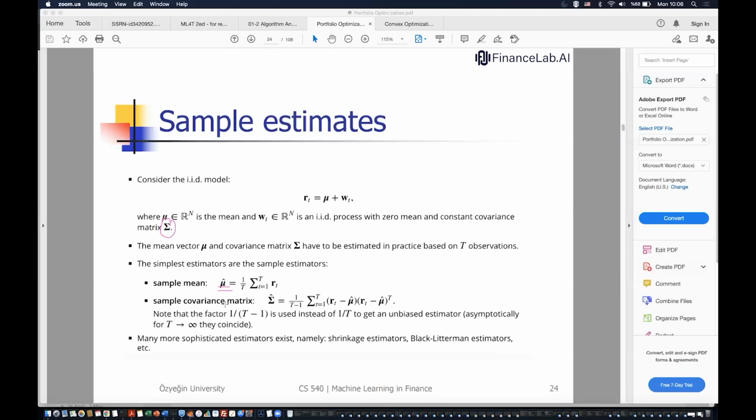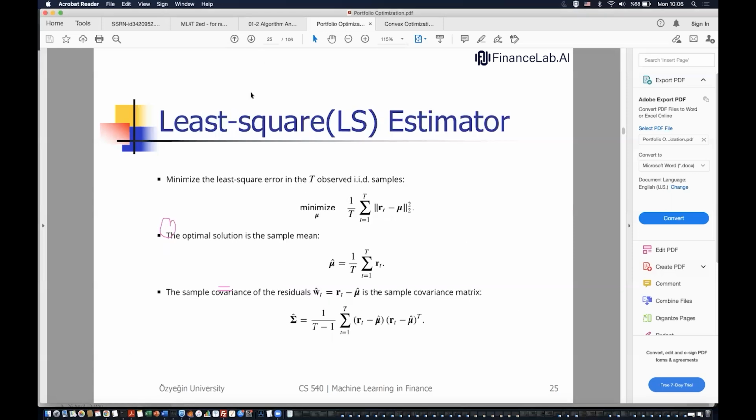And another thing is the sample covariance matrix. The covariance is the return minus the estimated mean, the sample mean, times the return minus the sample mean, transposed. This is multiplied and summed over each time step, where t goes from 1 to T. And then it's divided by T minus 1. In this case, it's T minus 1 instead of 1 divided by T, because we want to get an unbiased estimator. This is the rule, if you remember from statistics, we divide by T minus 1, because in this case the estimator is unbiased.